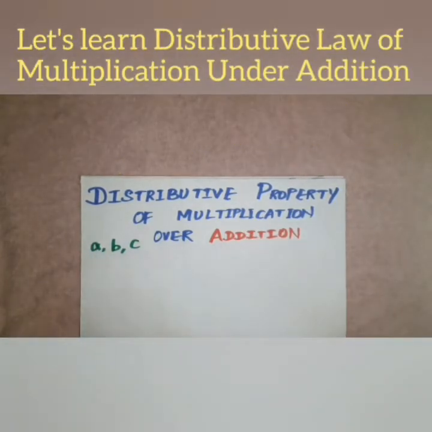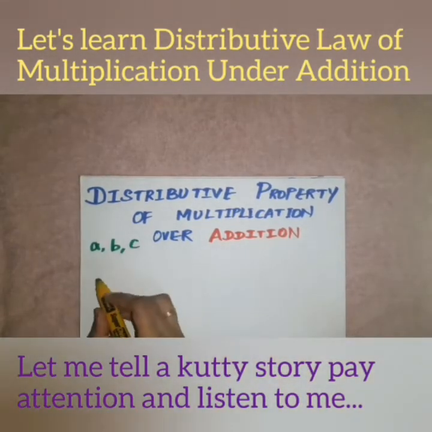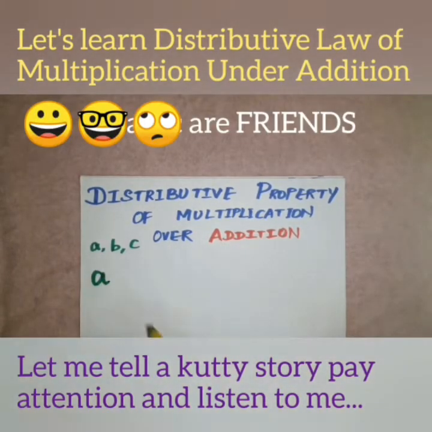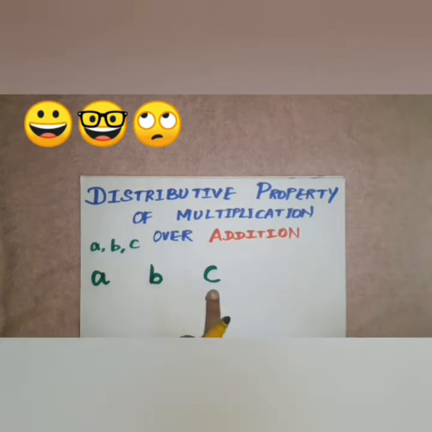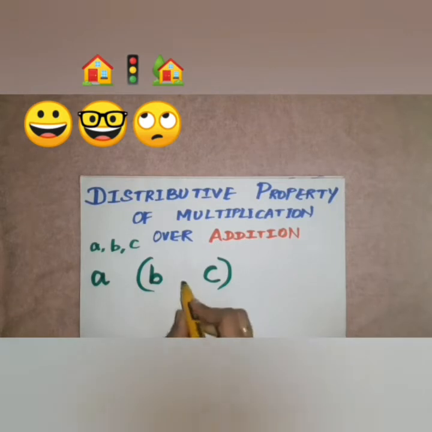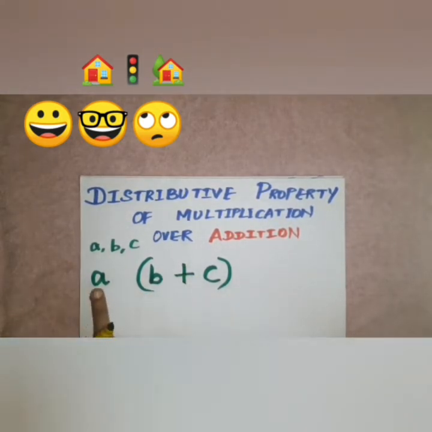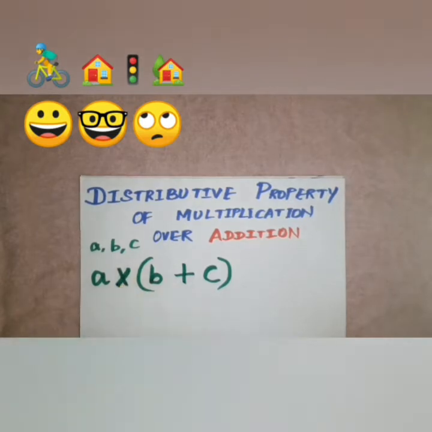Okay, so let's learn. Let me tell a cute story about the distributive law. A, B, C are friends. B and C reside nearby, and in between B and C's homes there is a signal. A has a bicycle.